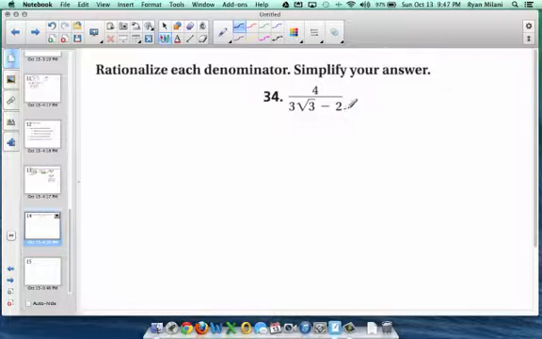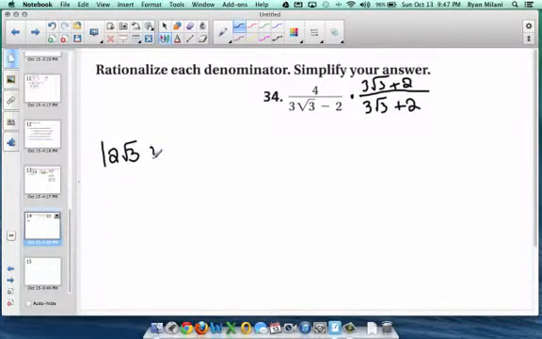So the first thing I'm going to do is multiply by my conjugate. So I multiply top and bottom by the conjugate, so that's going to be 3 square root of 3 plus 2. And I do that top and bottom. So now all I have to do is multiply. 4 times 3 square root of 3 is 12 square root of 3. Plus 8. That's the top. 3 square root of 3 times 3 square root of 3 is going to be 9 times 3, which is 27. 3 square root of 3 times 2 is plus 6 square root of 3. The next one is going to be minus 6 square root of 3.